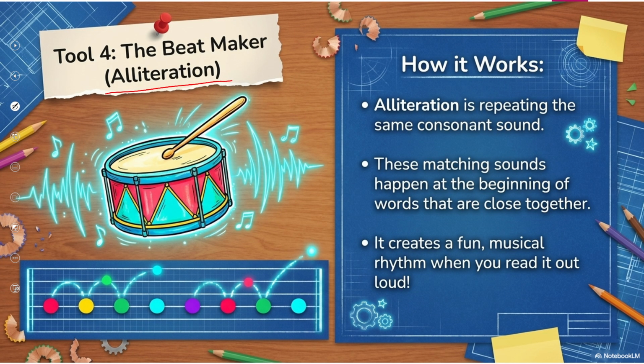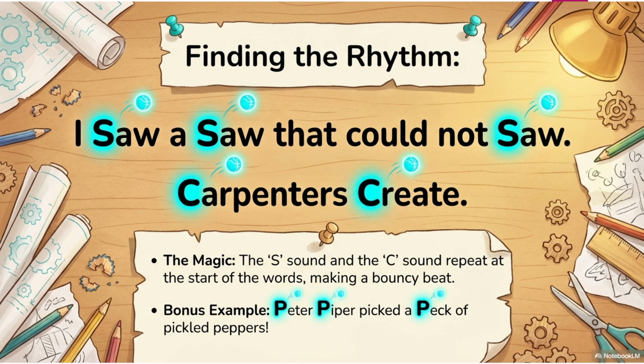Then we have alliteration. What is alliteration? Repeating the same consonant sounds. These matching sounds happen at the beginning of words that are close together. It creates a fun musical rhythm when you read it out aloud. And these lines which use alliteration are easy to remember. Let's see. We have a line in which alliteration is used. I saw a saw that could not saw. Here all these words have the same starting sound and it creates a musical effect.